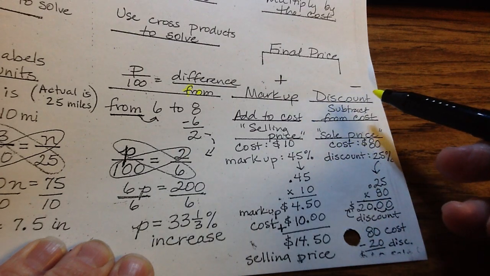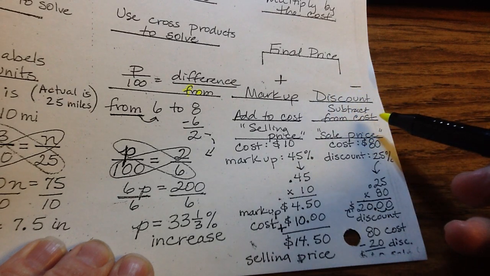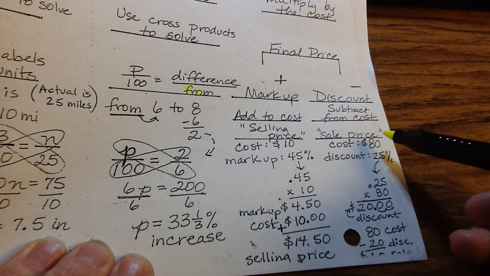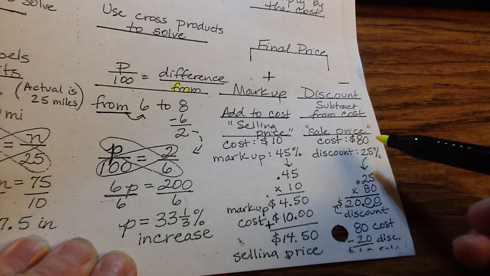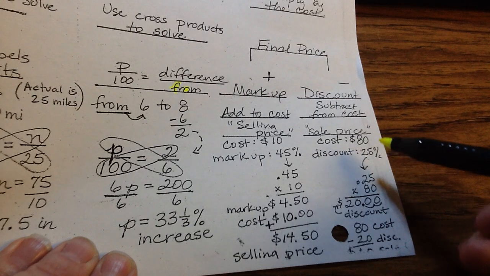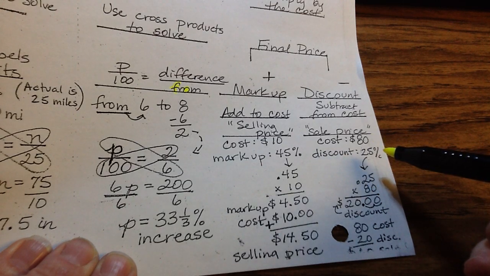So sometimes you'll see things on discount, and you'll see a subtraction sign here, because discounts are subtracted from the cost. And then we call them the sale price. For example, say that you have a jacket that cost $80. This is to the consumer. You're no longer the store owner. You're the person just going into the store wanting to buy that nice jacket. So it costs $80, but you see a sign that says 25% discount or 25% off.